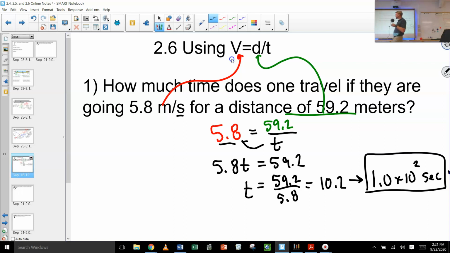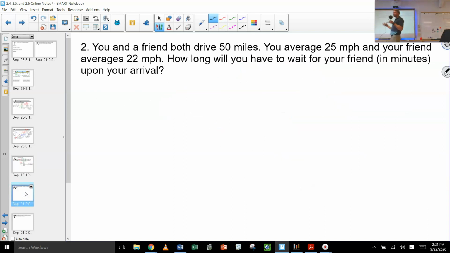Let's go on to the next one. A little bit more complex. You and a friend both drive 50 miles. You average 25 miles per hour. Your friend averages 22 miles per hour. How long do you have to wait for your friend? Because you're going to get there first. You're going faster. How much longer do you wait?